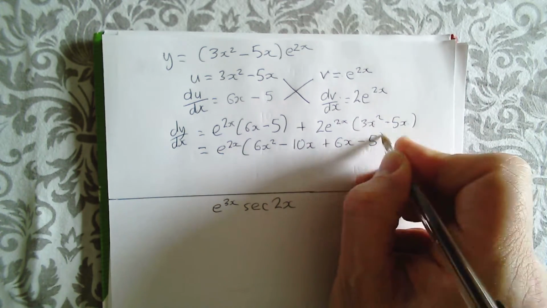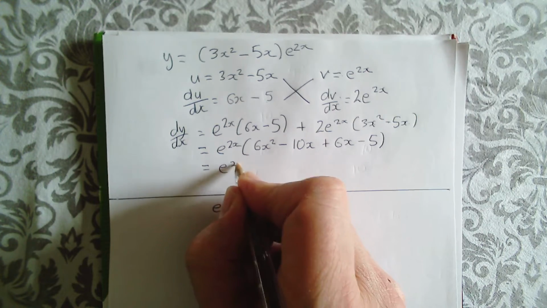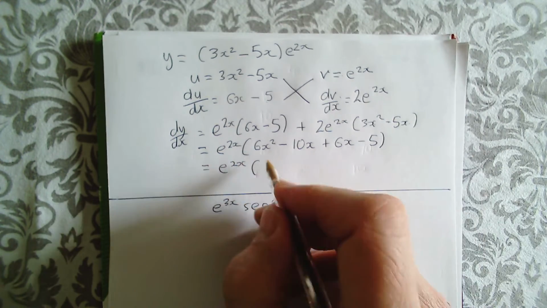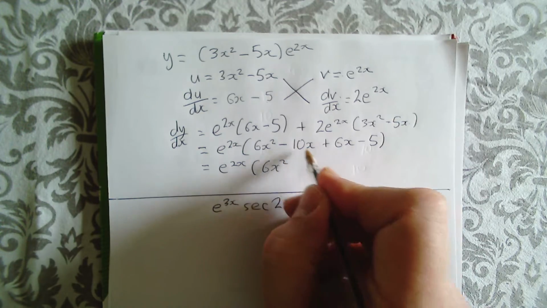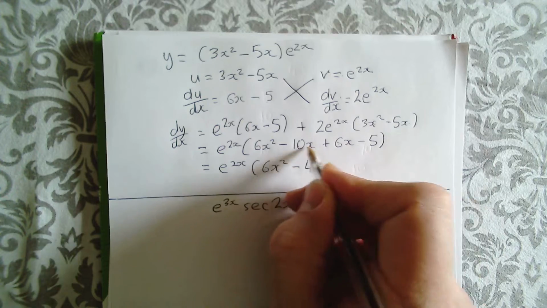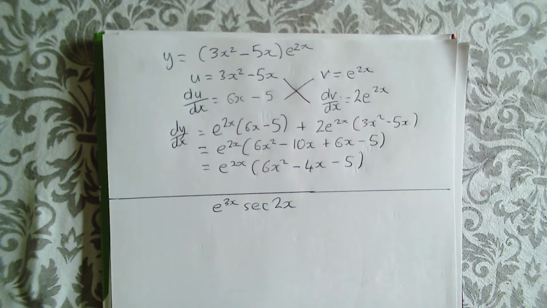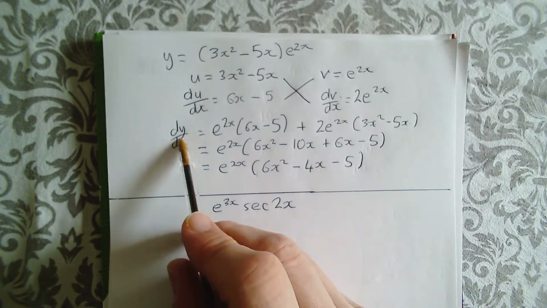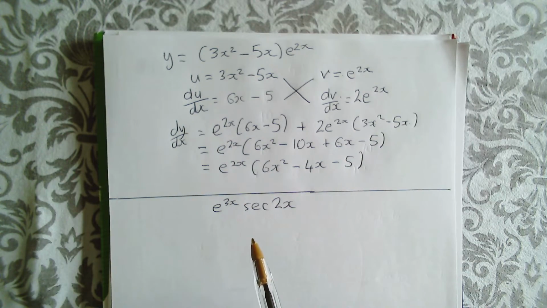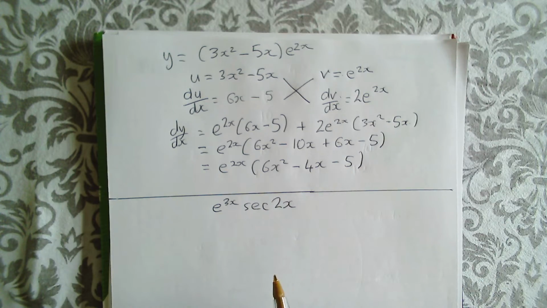This is a useful step if you're going on to find a stationary point. And I'll just explain why further in a second. 6x squared minus 4x, bring these two together, minus 5. Now if you're asked to find a stationary point, it's when this dy/dx, the whole thing, equals 0. You can then say, well, when this bit's 0, that's your stationary point, so you could solve that. That's the reason we would do that.